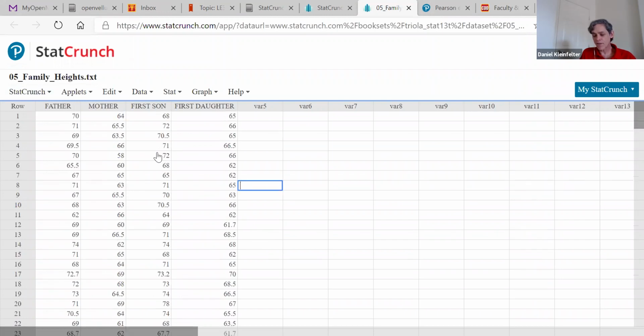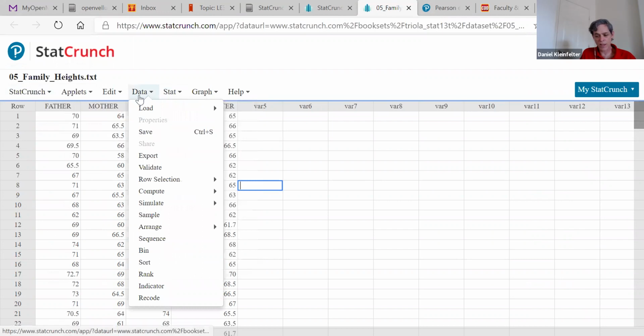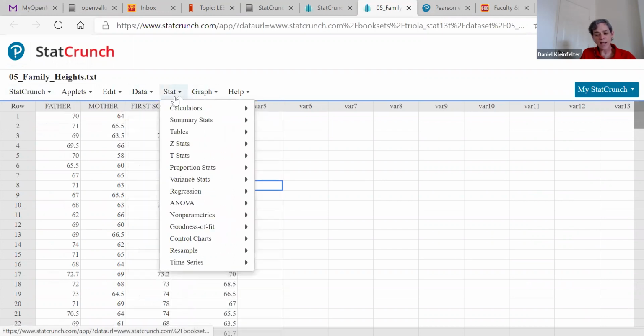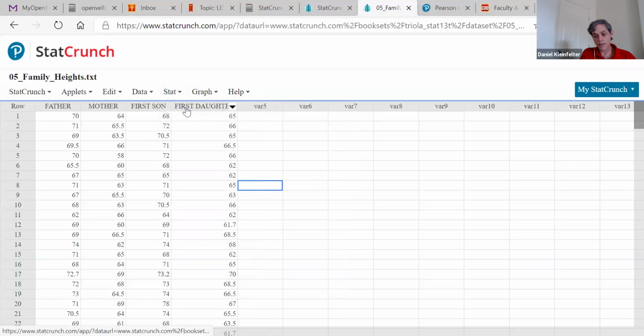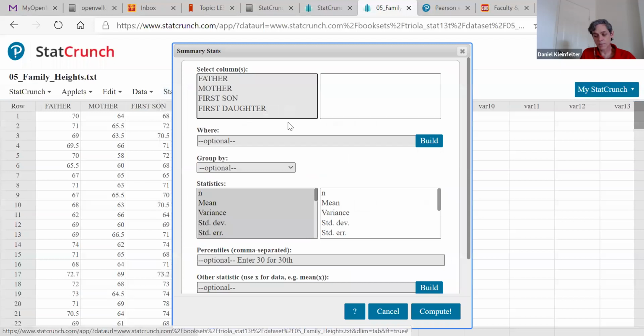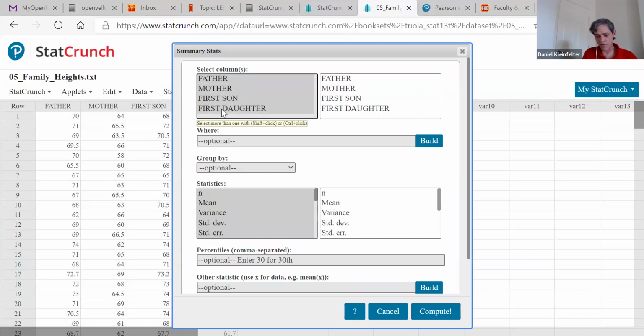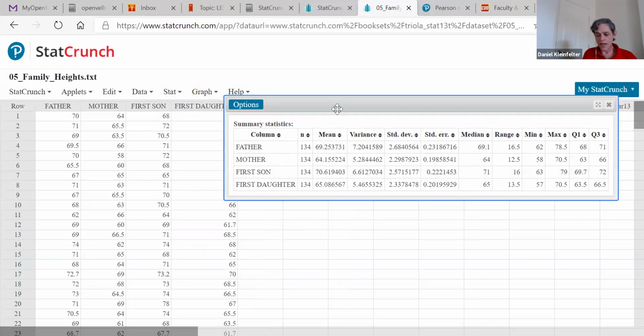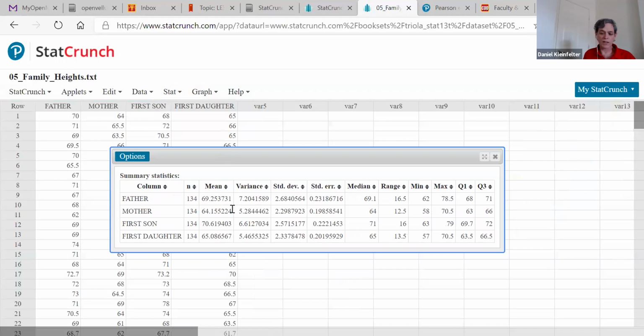So let's see first of all if we can get maybe some 5-number summaries for these. So let's go with Stat and then Summary Stats. Summary Stats. The data is stored in columns. Let me go ahead and select all four columns here, and we'll get four sets of information, and then we'll click Compute. All right, so now we've got everything for all four columns.